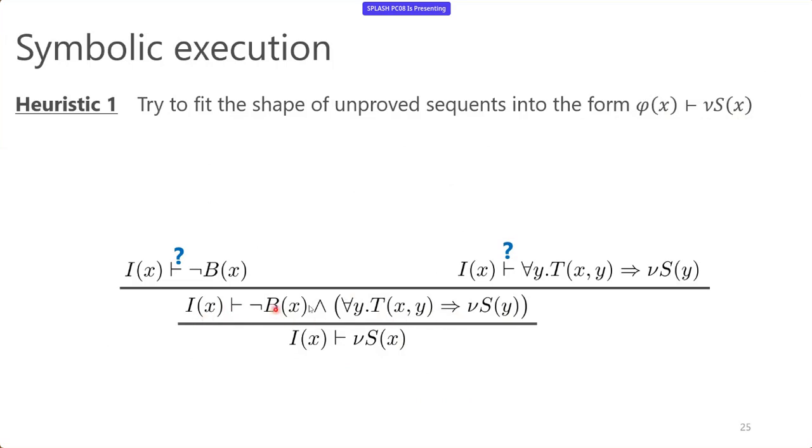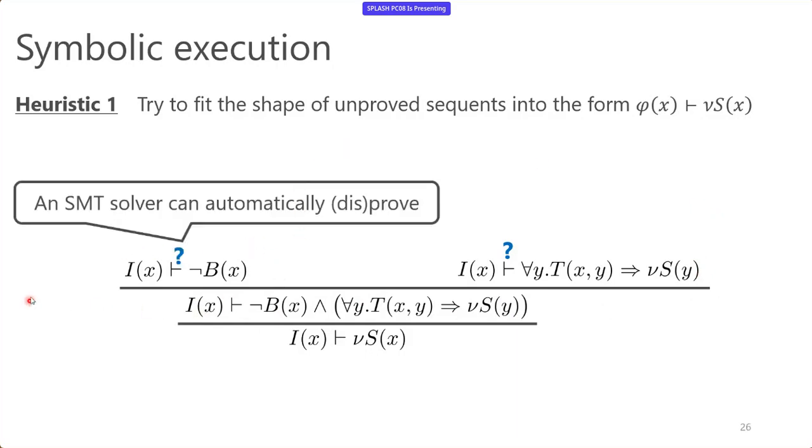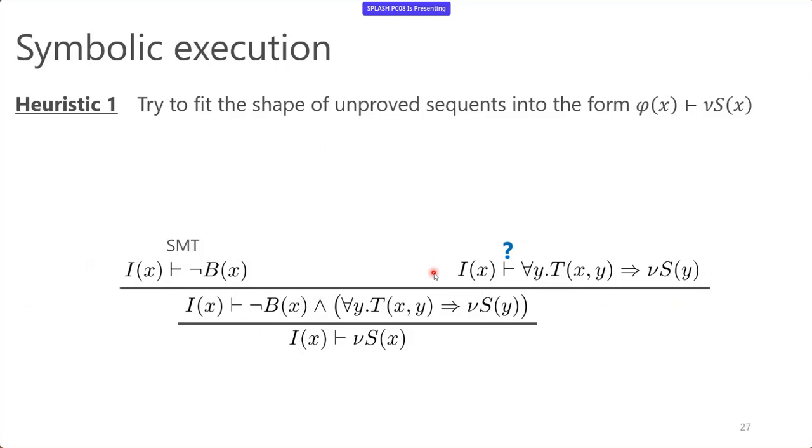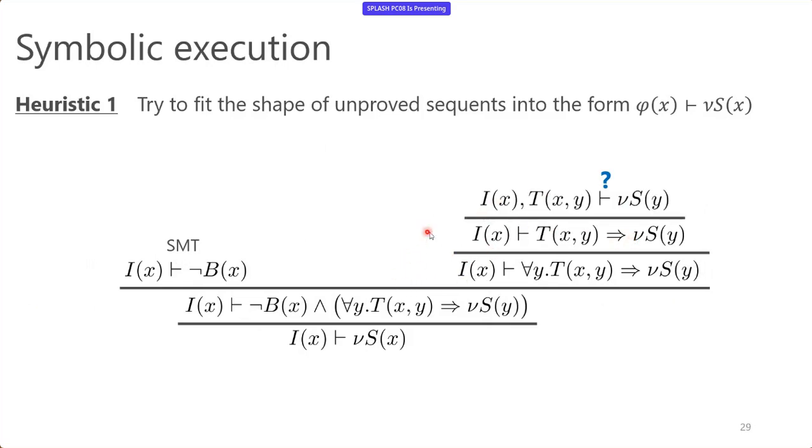By applying some rule, we obtain these two goals. Please note that the left-hand side sub-goal can be discharged by using an off-the-shelf SMT solver because it doesn't contain a co-inductive predicate. The second sub-goal can be further rewritten into this form and this form, which are equivalent transformations. And we finally obtain this one.